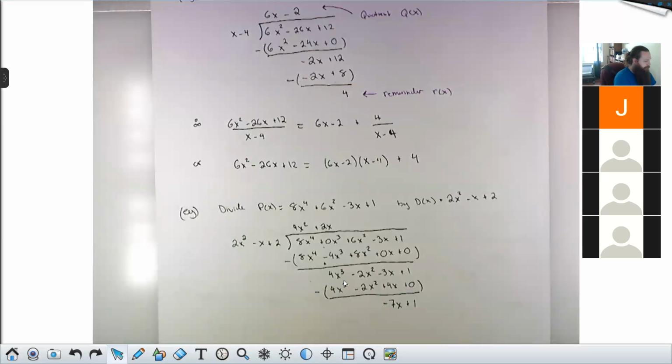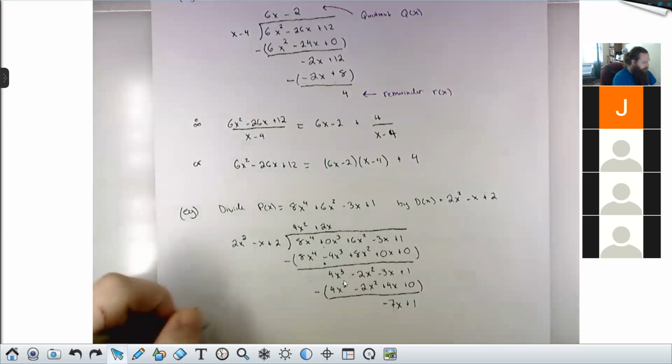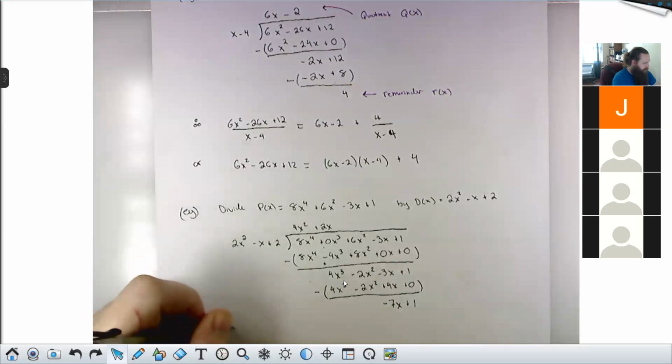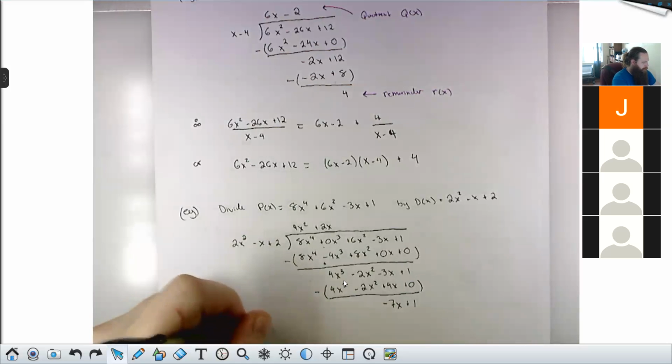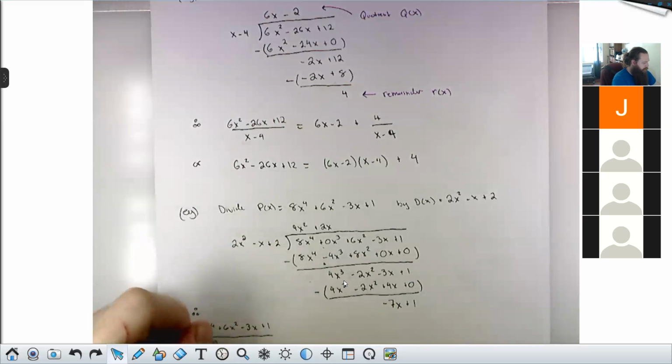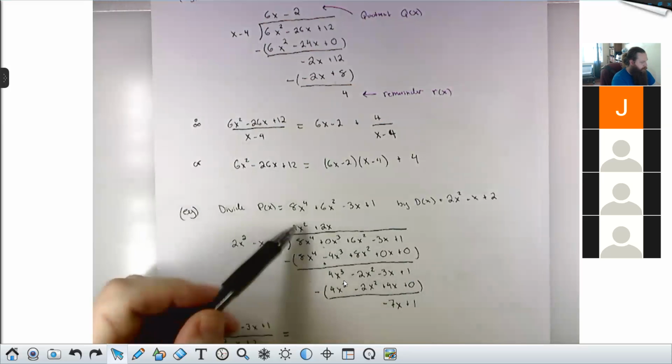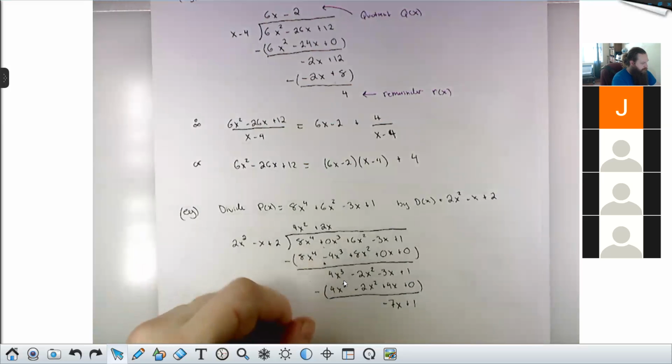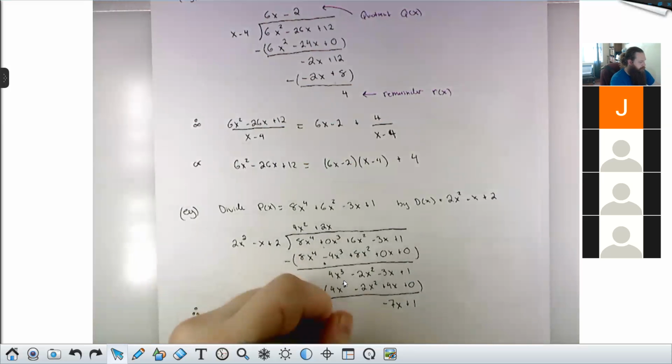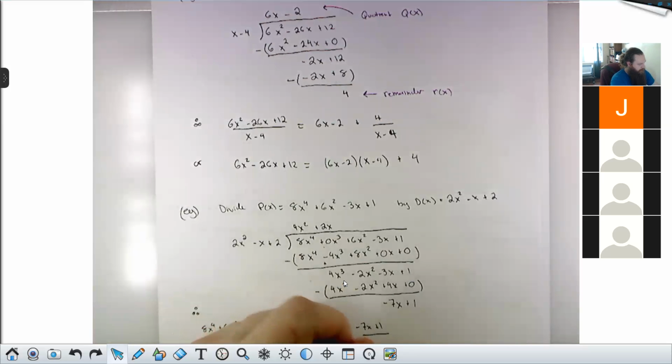We just write down our answer. So what we've discovered here is that if you take 8x to the 4 plus 6x squared, I'm not going to write the 0 this time, so I'm just writing down the answer, minus 3x plus 1, and I divide it by 2x squared minus x plus 2, what I get is my quotient, this guy, 4x squared plus 2x plus this remainder term, negative 7x plus 1, over this divisor, 2x squared minus x plus 2.